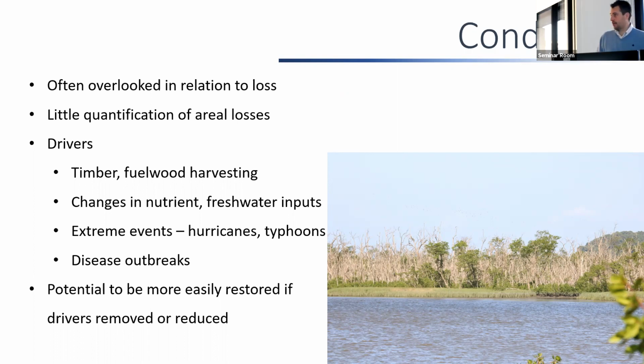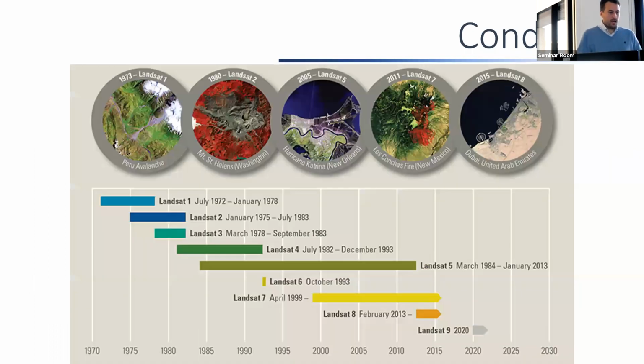And this is potentially important because it is potentially easier to restore these areas if the drivers are removed or reduced. You haven't got these large-scale changes in, say, the topography of the landscape. There's something else that's inhibiting these mangrove forests. In order to approach this, we're again using this whole Landsat data set from the early 80s through to 2000 to try and quantify changes in vegetation indices over time.